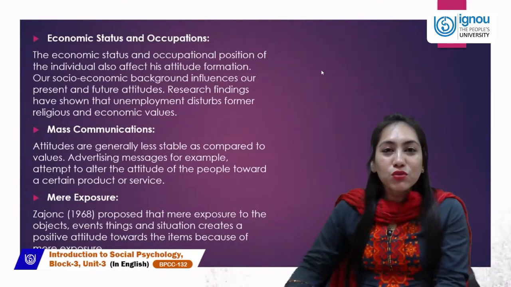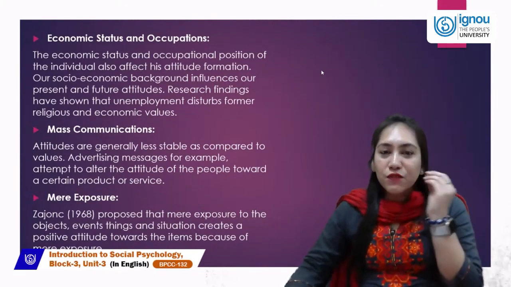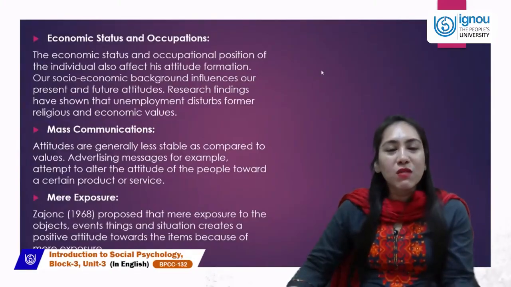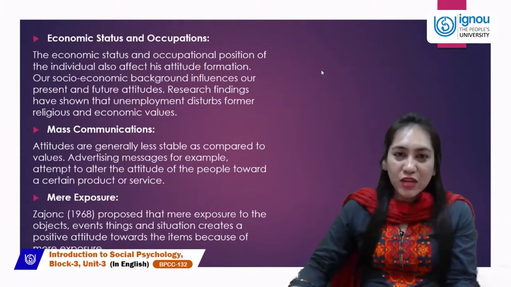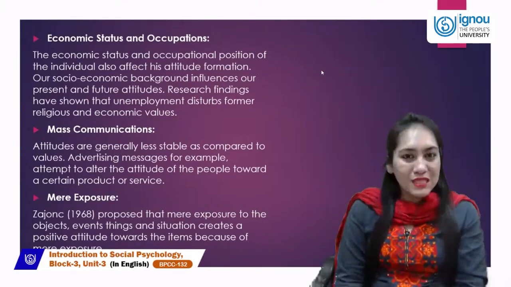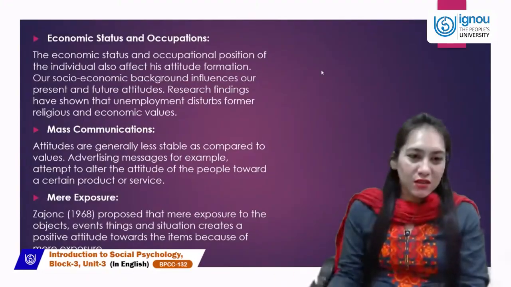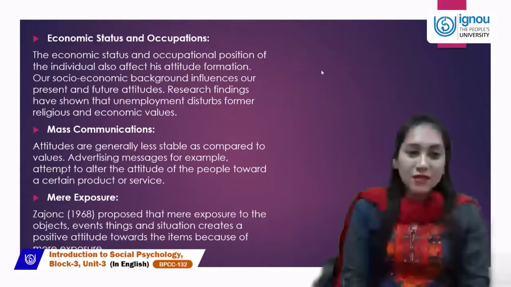Also, people who are into estate marketing and probably cryptocurrency have a good knack of saving money, and they're very quick with making and moving money from one place to the other. That's because of an attitude which is formed because of their position or the occupation that they are in. Similarly, the socioeconomic background also influences us.